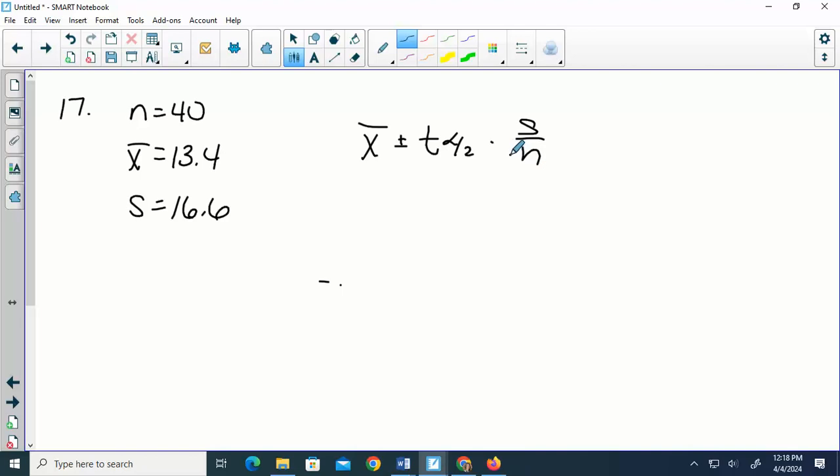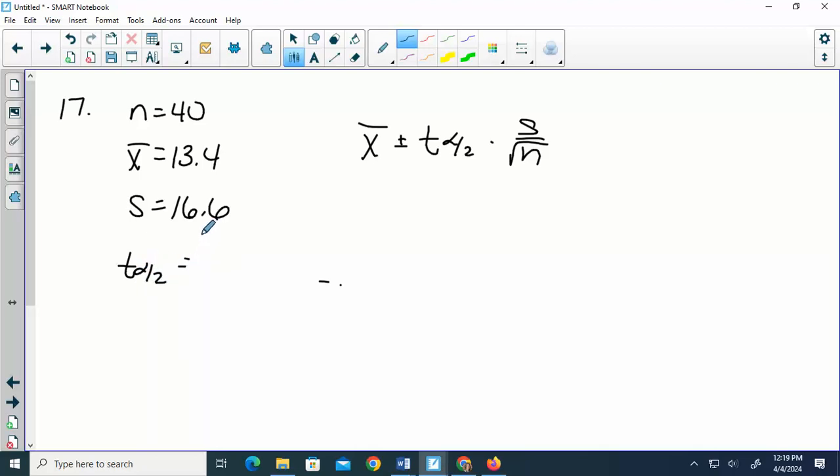If you're doing that on the calculator, do you guys all know where to go? This is the one where you have to tell it if you're using data or stats. Data would be if I gave you the original values and you put them in your L1. Stats is what we have here when I gave you the mean and standard deviation. So we have x bar, we have s, we have n, we need t alpha over 2.